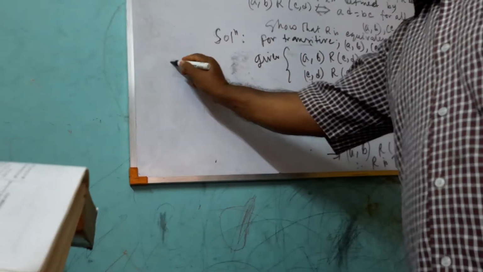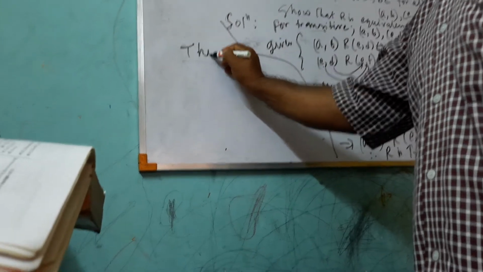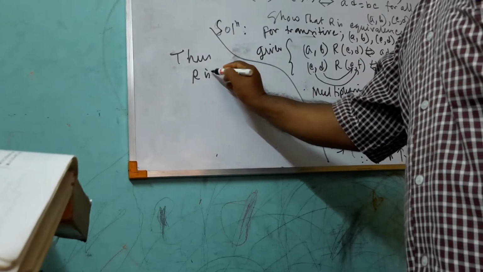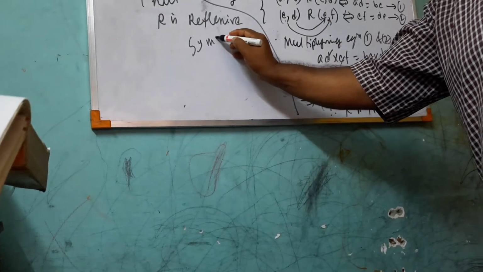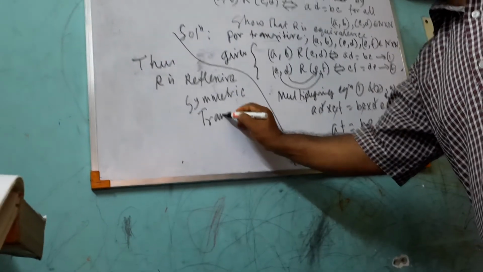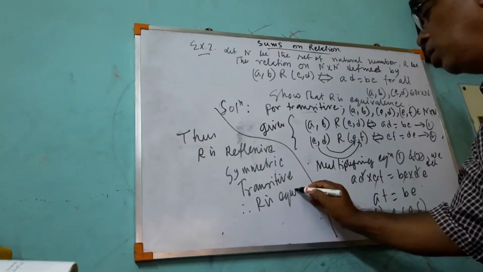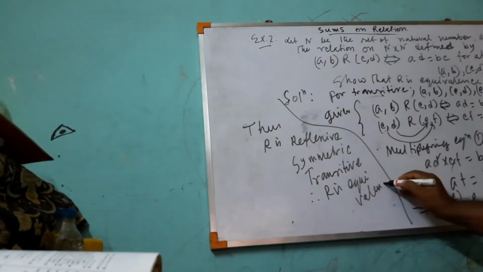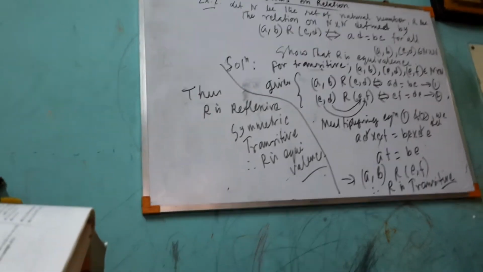Thus what we are getting: R is reflexive, symmetric, and transitive. Therefore R is an equivalence relation. So I think everybody understood very nicely.